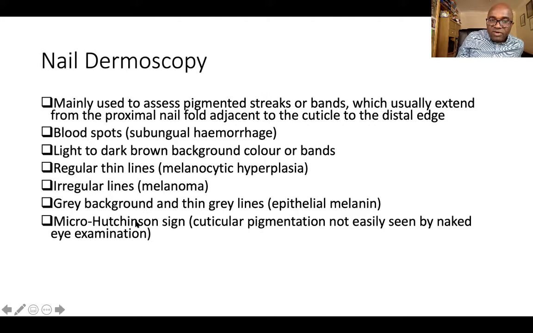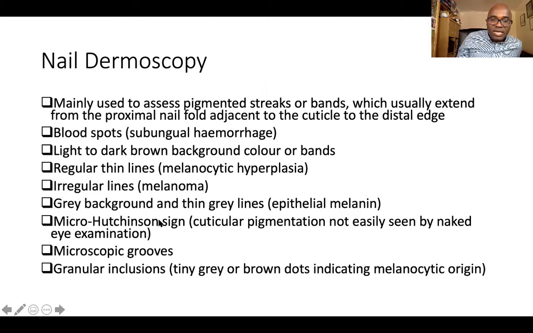So this is very, very important, because if you see Hutchinson signs, that's an early sign of melanoma, and dermoscopy can help you to demonstrate that Hutchinson sign. You can see some microscopic globules as well on dermoscopy, and then either granular inclusions or tiny gray-brown dots indicative of melanocytic origin. So there are a lot of things that you can see on dermoscopy.